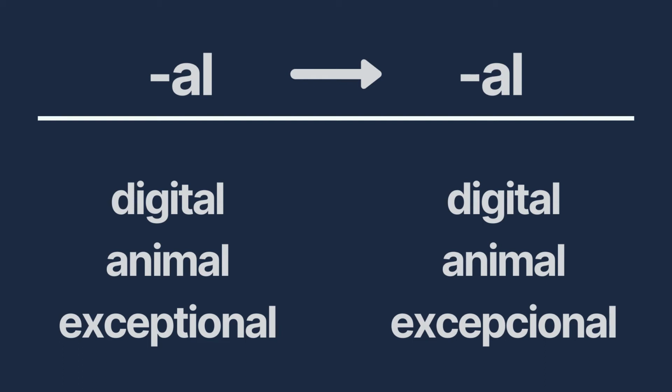Exceptional, excepcional. That last one is really interesting because we've combined 2 lots of cognates. First of all, we've got exception, which is excepción, so we've changed shun to sion. And then we've added AL, which is the same in English and Spanish. So we get excepcional.